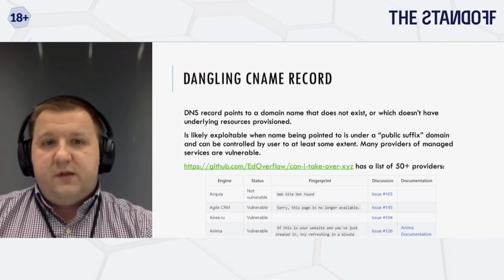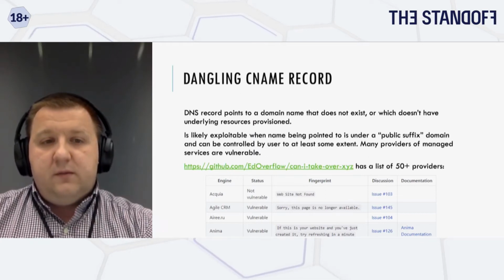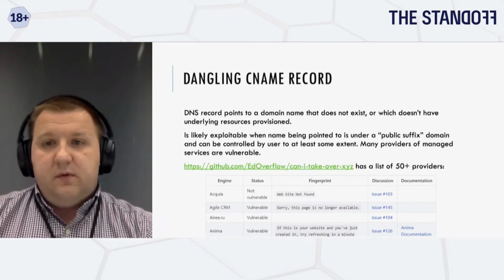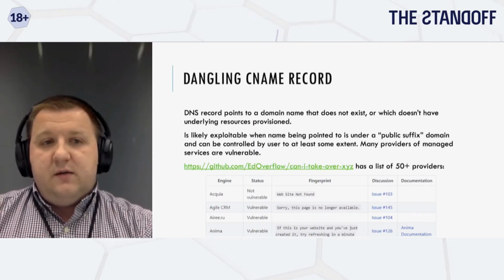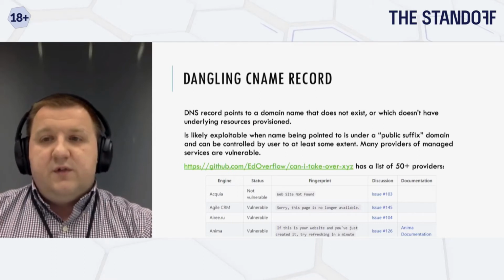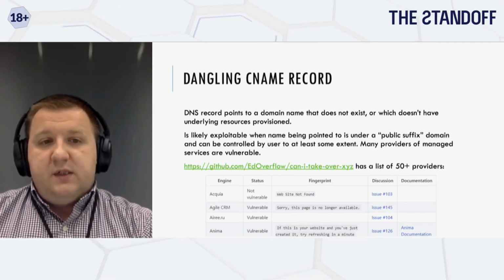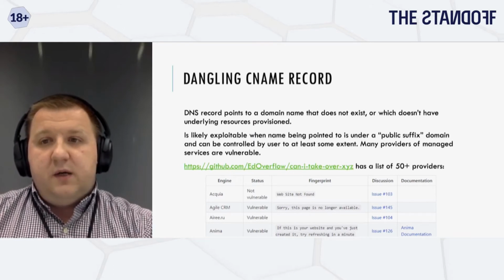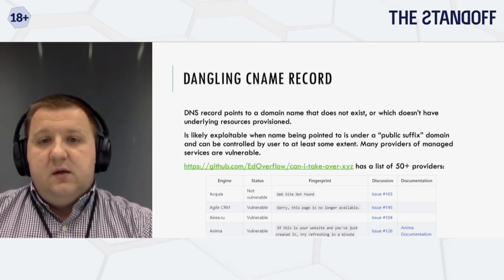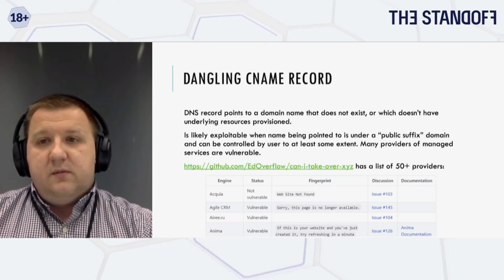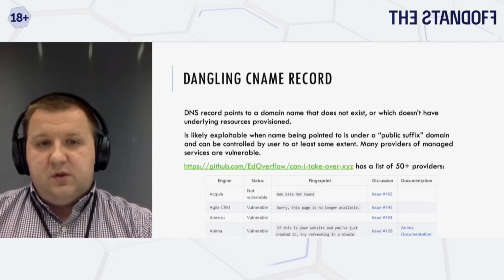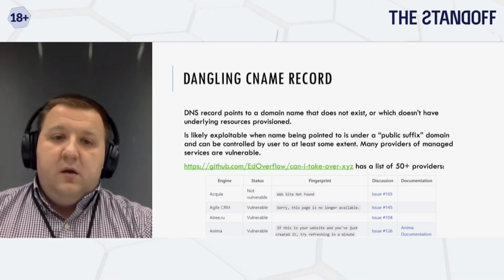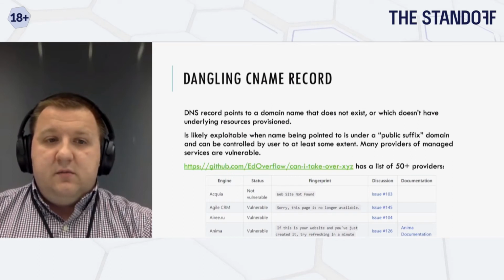Okay, next type of a dangling record is a dangling CNAME record. I actually think this one is the one that gets most exploited. And the case is as follows. It is actually similar to what we discussed before, when we looked at our notional case. We have a DNS record, a CNAME record, pointing to a resource that is either not provisioned or unregistered or non-existent.